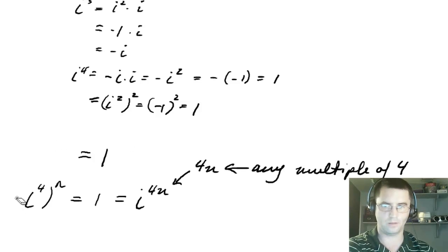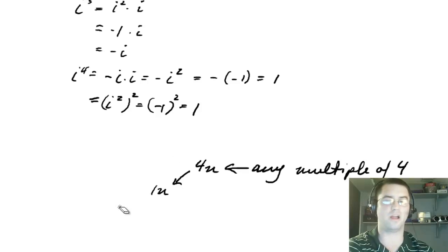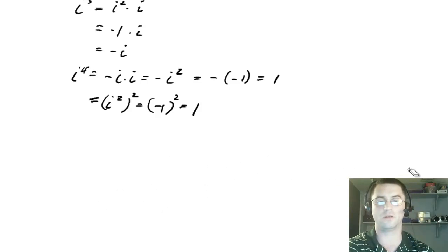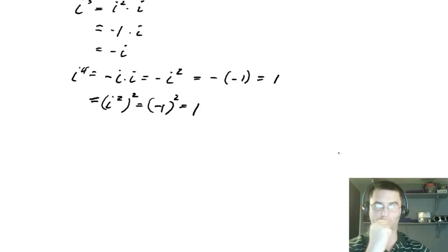So what's I to the 8th? What's I to the 12th? What's I to the negative 4? What's I to the negative 100? That's 1. Any integer multiple of 4, I raised to that power is 1. So how does that help us?